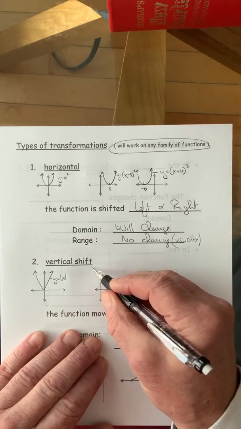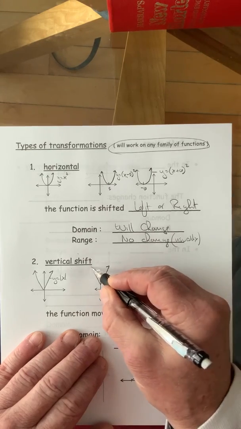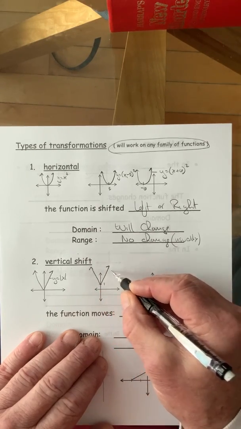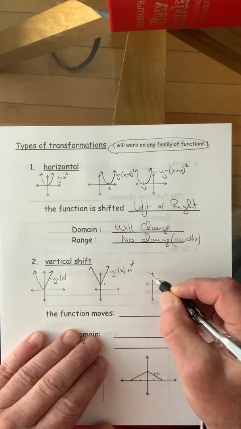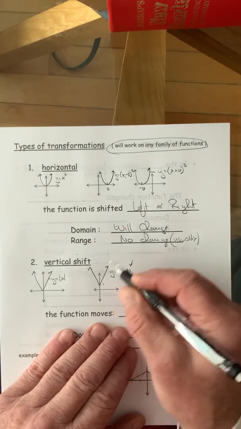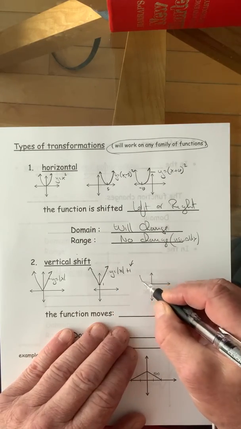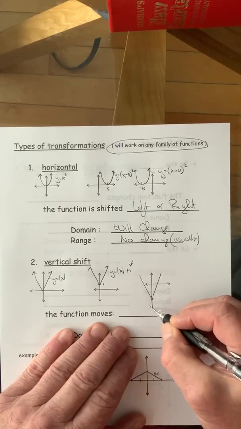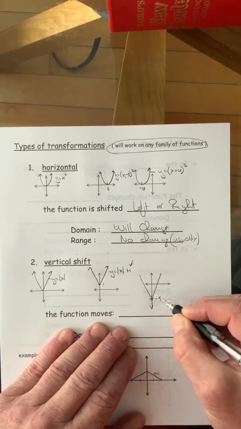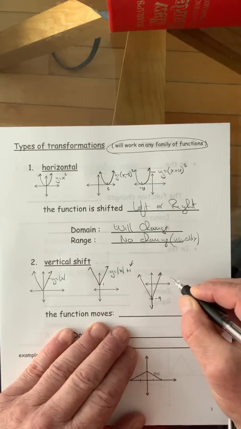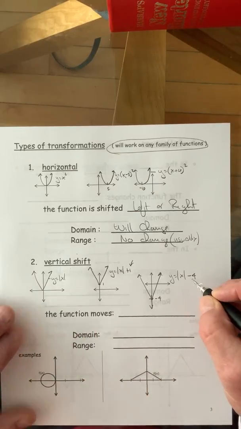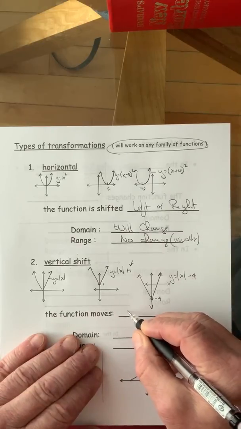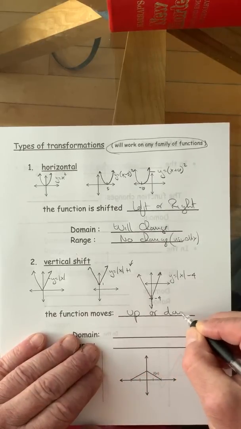Vertical means up or down, so although it doesn't change its shape, this guy could move this way. The equation will now be, this is outside the bracket, so it is exactly what you would expect. Everything got moved up 1. I could have it down here at -4. In this case, it'll be y equals the absolute value of x minus 4. Again, it's outside, do what it says. Vertical shifts move up or down.